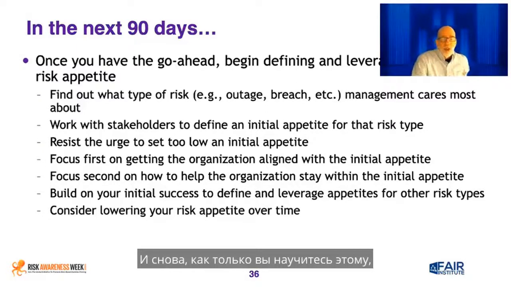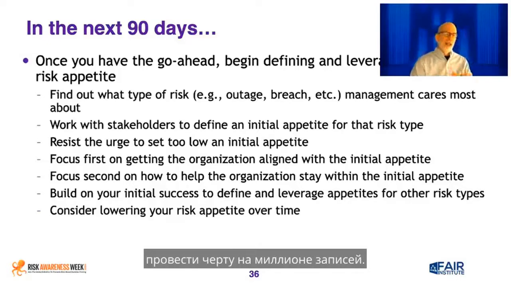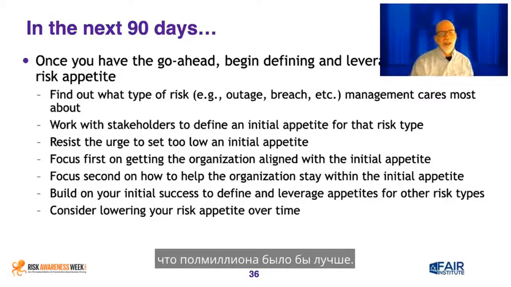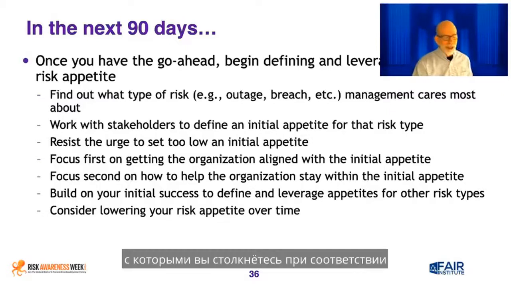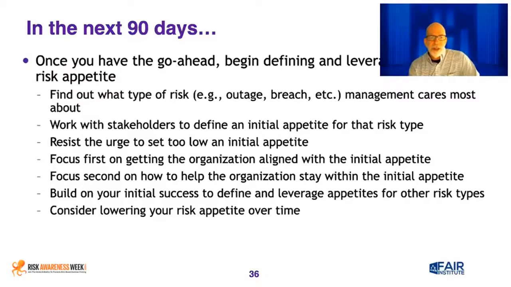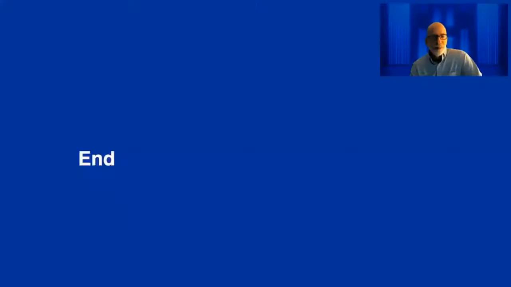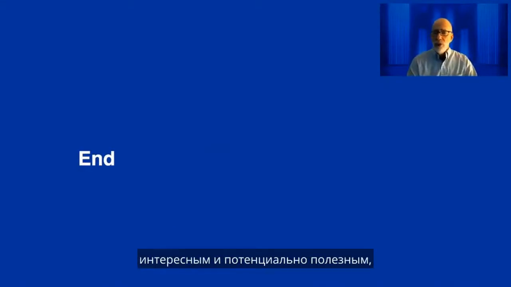And once you've gotten good at this, by all means, lower those thresholds. Maybe it was uncomfortable to draw a line at 1 million records. Maybe you're really feeling like 500,000 would be better. Okay, go there after you've won the battles that you'll face in achieving alignment with risk appetite at that higher level of exposure. So hopefully you found some of what I've shared interesting and potentially useful.